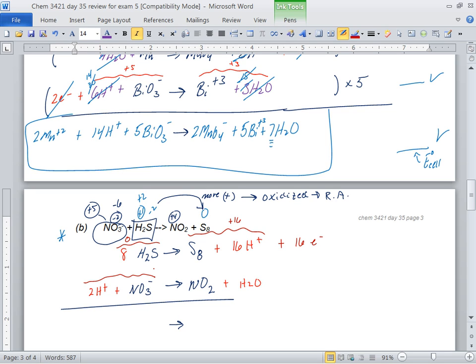I see. I was just thinking you mess around with the stoichiometry, like the numbers in front of that NO3 and NO2, but that would never fix it. Right?